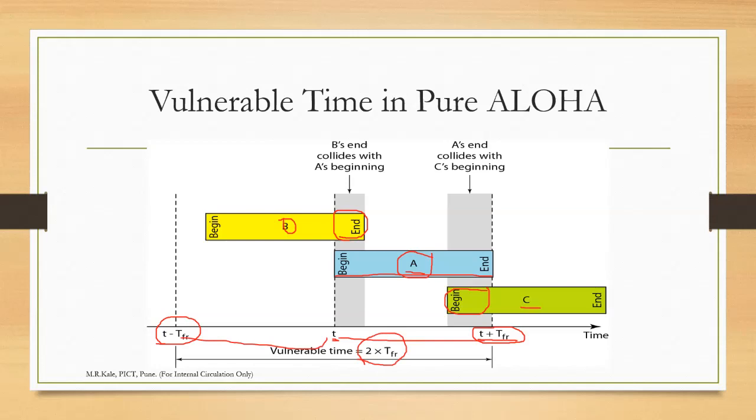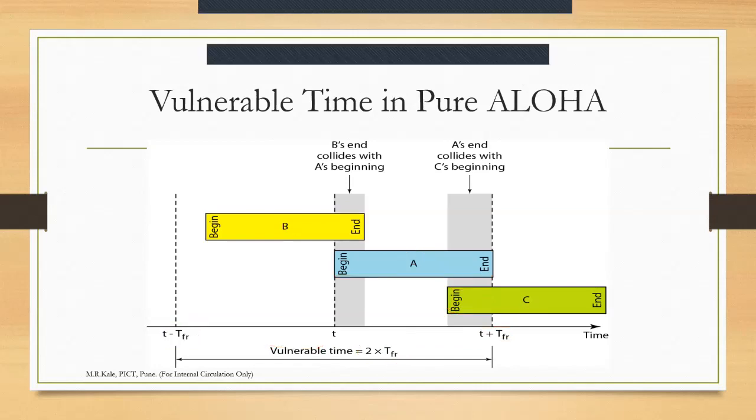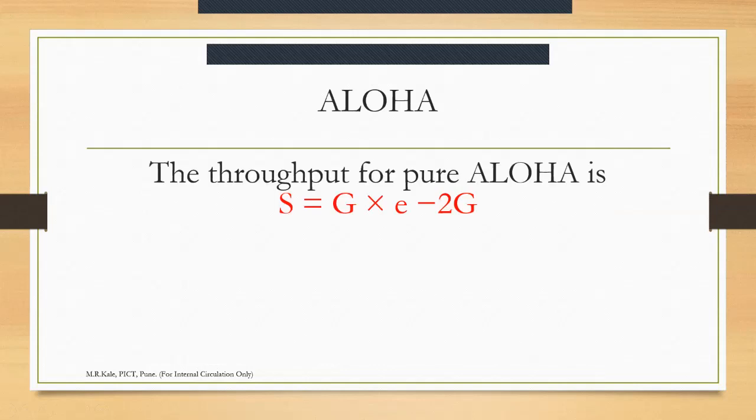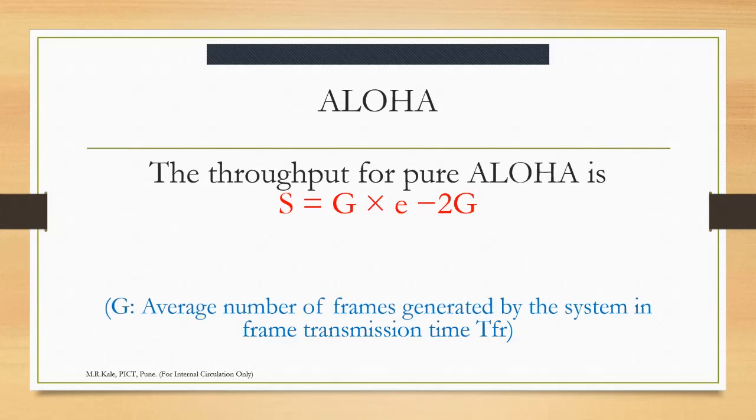Using this vulnerable time, now what we can do is we can calculate the throughput of the ALOHA protocol. So throughput for pure ALOHA is equal to G into e raised to minus 2G. What is G now? G is the average number of frames generated by the system in frame transmission time TFR. So during TFR, how many frames are generated is nothing but the value of G.